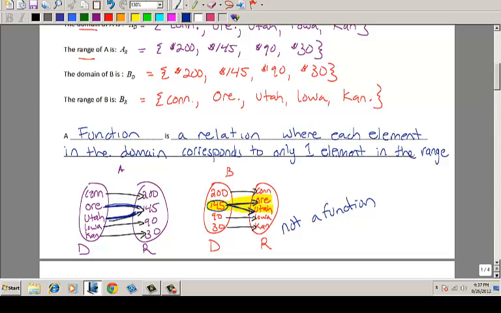It wouldn't have an issue trying to determine the amount that's due because the state of Oregon only maps to $145. Likewise, if I say, computer, I'm in Utah, how much money am I going to pay? It's going to tell me $145 because that input value, Utah, only maps to one output value. So this is a function.